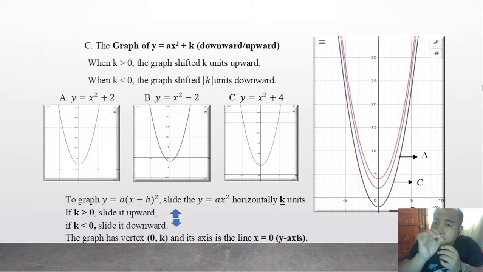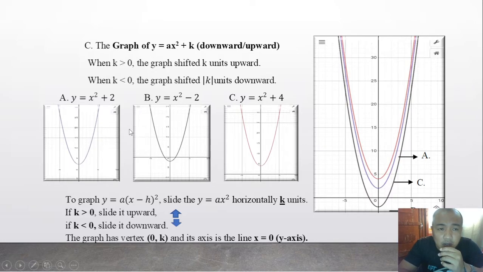We have also the shape of the graph of quadratic function, upward or downward. How's that? When we're going to consider k. When k is greater than 0, the graph is shifted k units upward. When k is less than 0, the graph is shifted k units downward. Okay. Absolute value, like for example here in number 1. So these three equations, these are compared to the graph of y equals x squared.